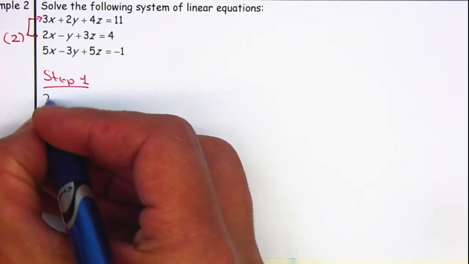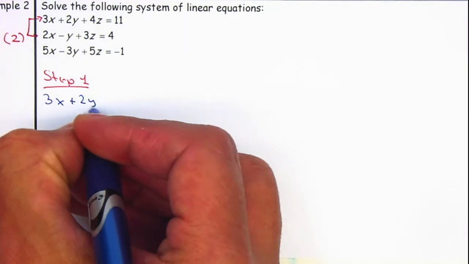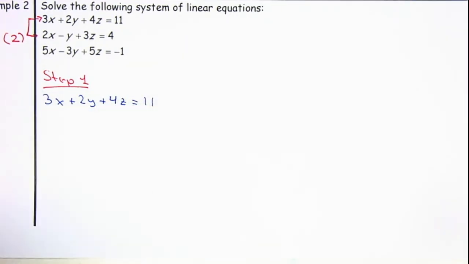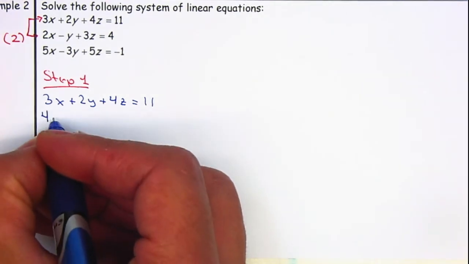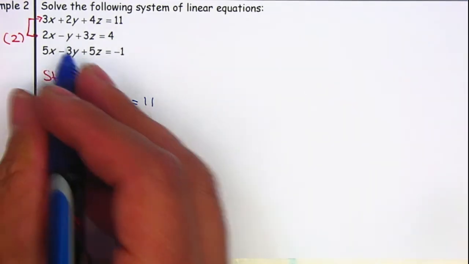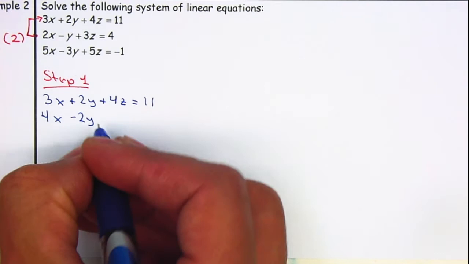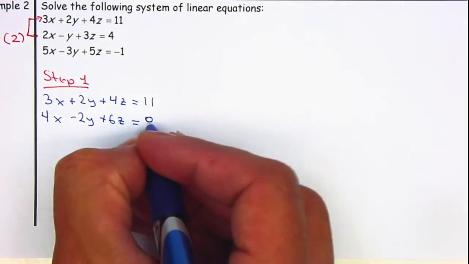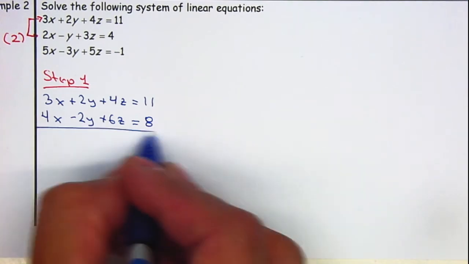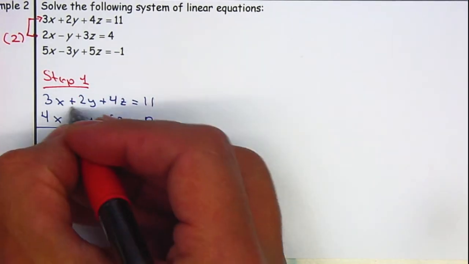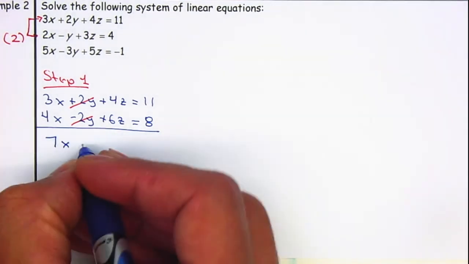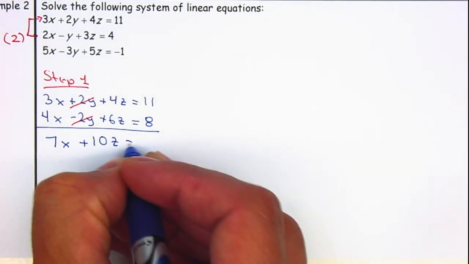Let's go and write them down. 3x plus 2y plus 4z is equal to 11. The second one multiplied by 2, so it becomes 4x, negative 2y, be very careful, plus 6z is equal to 8. The y's cancel just like we wanted them to. This will become 7x plus 10z is equal to 19.